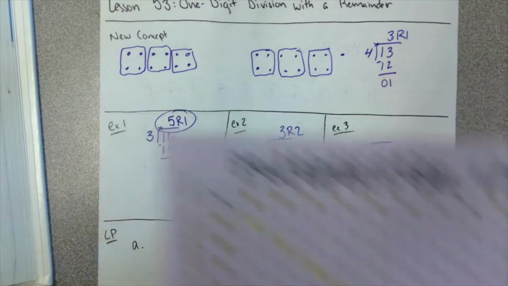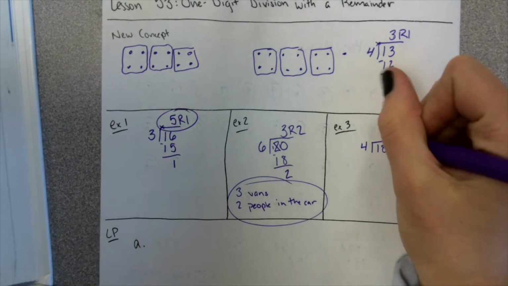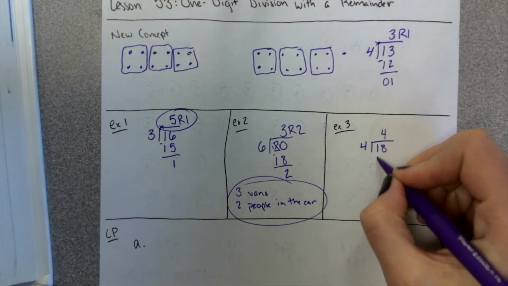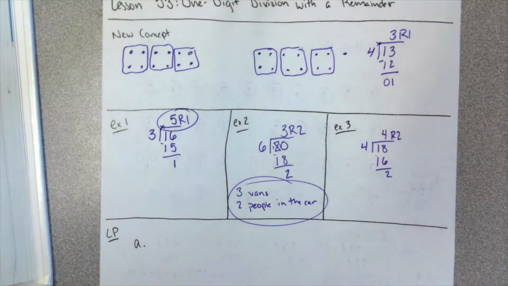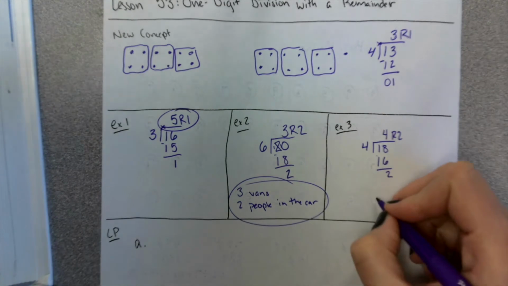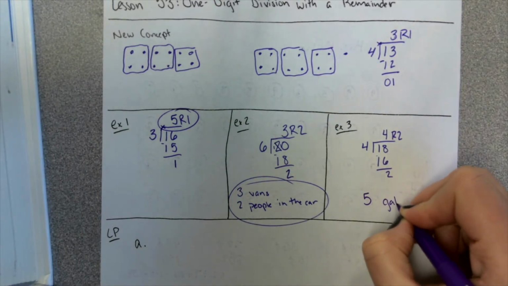18 divided by 4. 4 can go into 18 4 times because 4 times 4 is 16. Then I'll still have 2 more quarts that I need. So I can't just buy 4. I gotta buy 5 gallons.